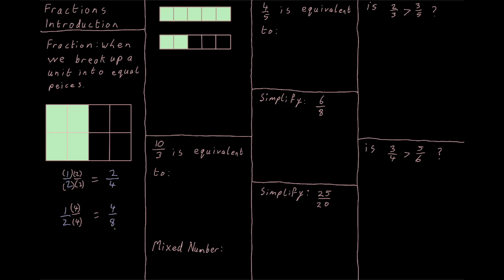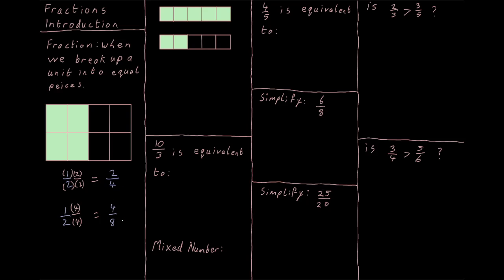What is a fraction? It's the number of pieces out of our unit that we have colored in. And we can see that there's more than one way to describe that fraction. We would be able to say that it's half of the unit, or we could say it's 2 quarters of the unit, or we could say it's 4/8 of the unit.